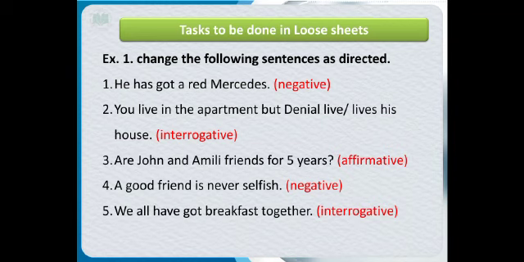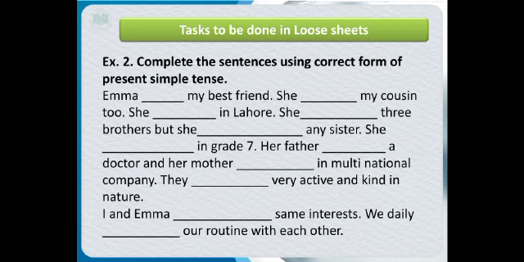John and Emily are friends for 5 years. A good friend is never selfish, and we all have got breakfast together. So there are sentences, you have to change them as you have been told to do in the red brackets. Then there is the second exercise.